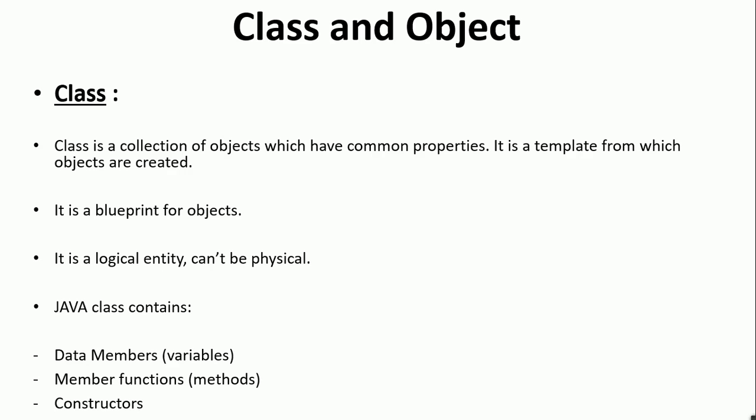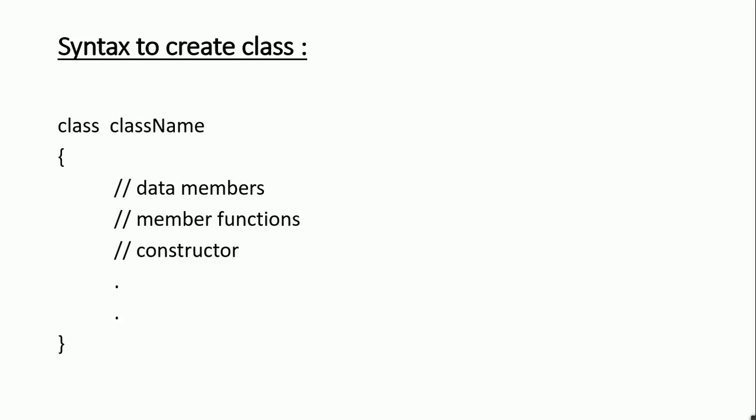Now we will see constructors in the next video, but today's video is focused on what is class and what is object and how do we use it. Okay, so this is the syntax to create a class. First of all, you have to specify the class keyword, and then you have to specify your class name. You can specify any class name based on your requirements, and within these curly braces you can specify your data members, member functions, and constructors.